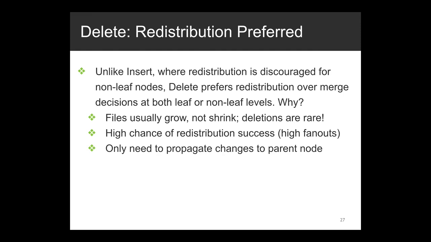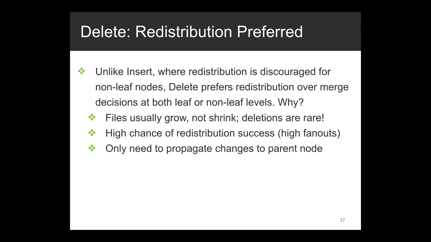Okay, so deletions are pretty rare. Files usually grow, relations usually grow, and therefore inserts are more common than deletes. And therefore, if you do a delete, you don't want to shrink the capacity of the tree. You don't want to do merges too often. You rather want everything to be close to its 50% capacity so that it can absorb future inserts. And that's why, for deletions, you prefer redistributions over potential mergers at both the leaf and the non-leaf level.